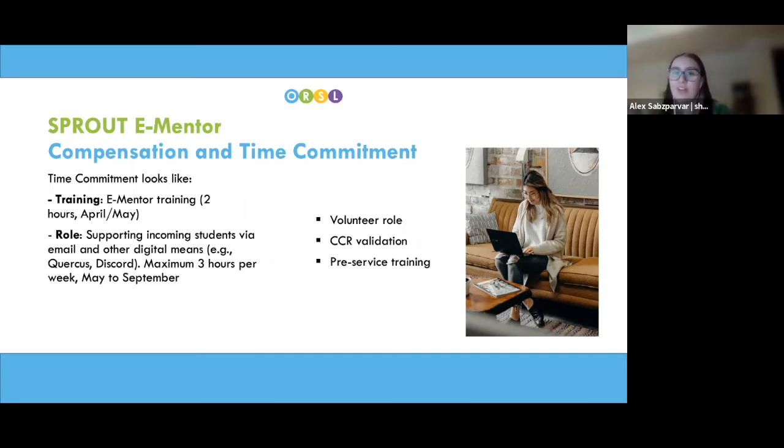So in case you don't know how to answer an email, or you don't know really what resource would be best, we're always here throughout the summer for any needs that you have. So again, the role is supporting incoming students by email and other digital means, maximum 3 hours a week from May to September. I'd say out of all these roles, this one might be the most low key, very online, responding to emails. There's no really face-to-face things. So definitely recommend this as an entry-level position if you're looking for something low-key to do.